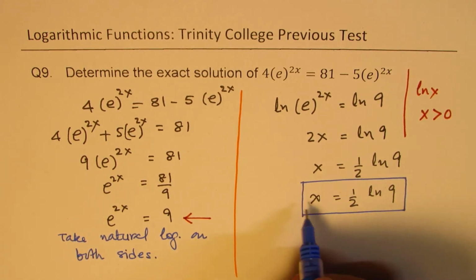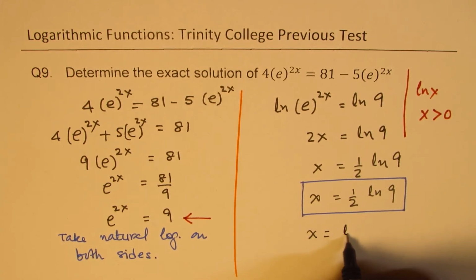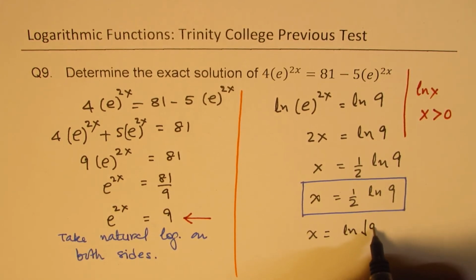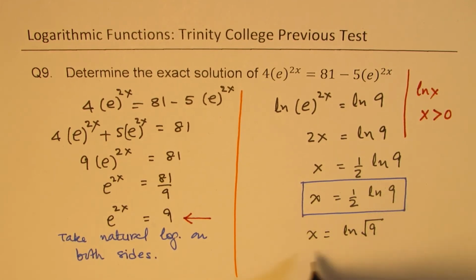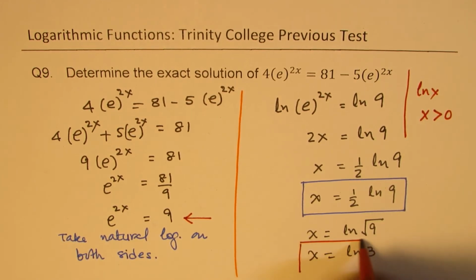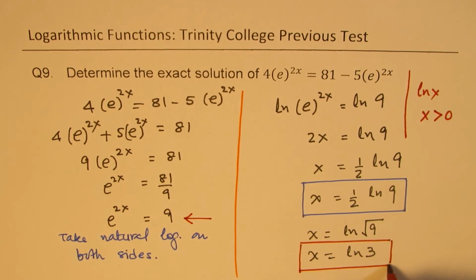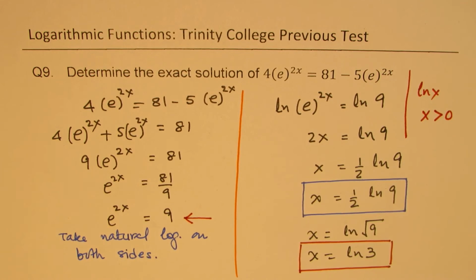So let me rewrite this. This answer could also be written as x equals ln square root of 9, right? And square root of 9 is 3. So we have x equals ln 3. Now we will not write plus and minus, since we should have a positive x value. So that becomes our final answer. Is that clear to you? So that is important to understand.